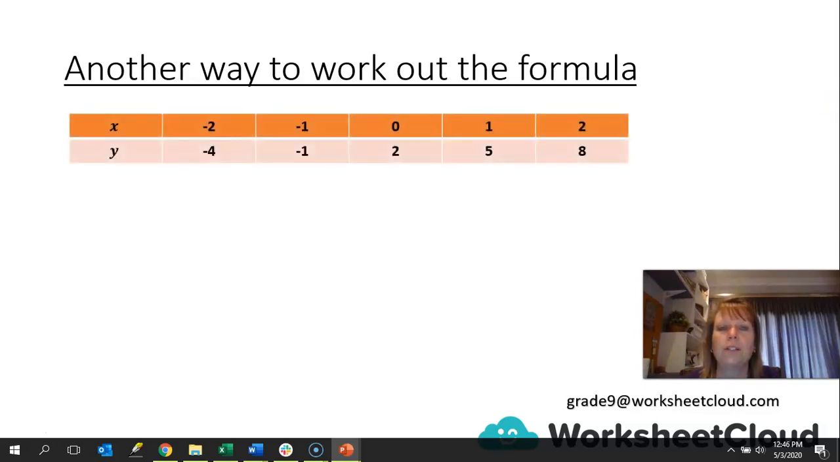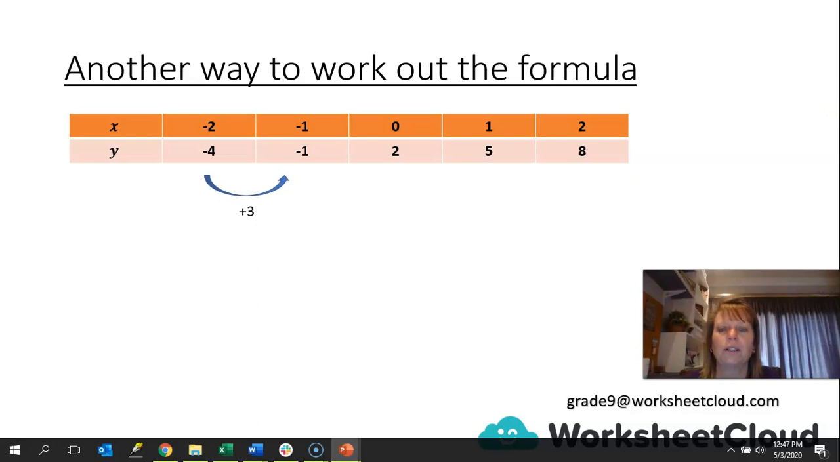Okay, we looked at this table in the last lesson as well, and we looked at how to work out the formula because, as you can see, the x values are in sequence. They follow on from one another exactly. So we can count minus 2, minus 1, 0, 1, and 2. And then they have corresponding y values that go with them.